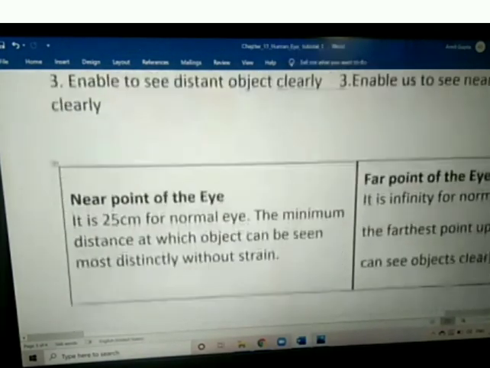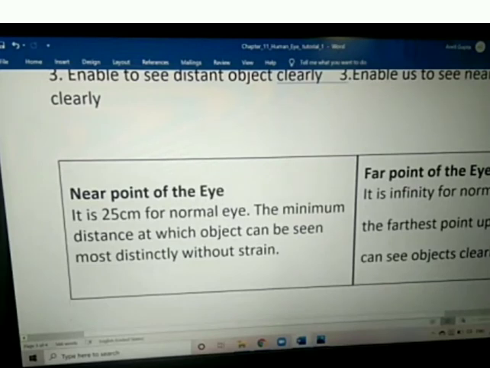So we have two things, the far point of distinct vision and the near point of distinct vision. We are able to see an object clearly if the minimum distance between the object and our eye is 25 centimeter for a normal eye. So this minimum distance is called the near point of distinct vision, and the far point of distinct vision for a normal eye is infinity. It is infinity up to which our eye can see.